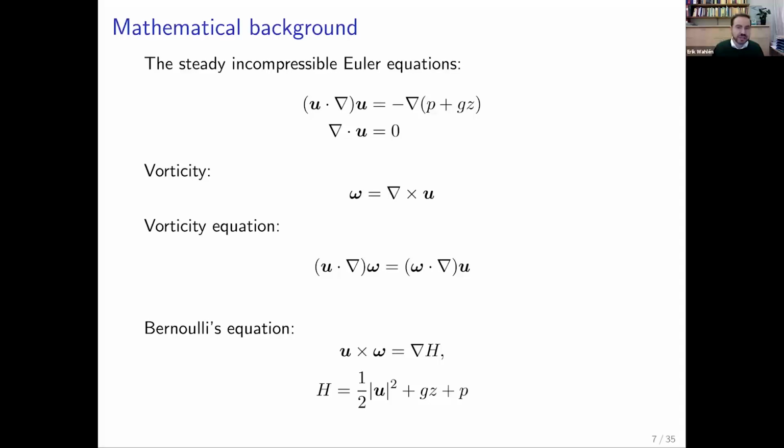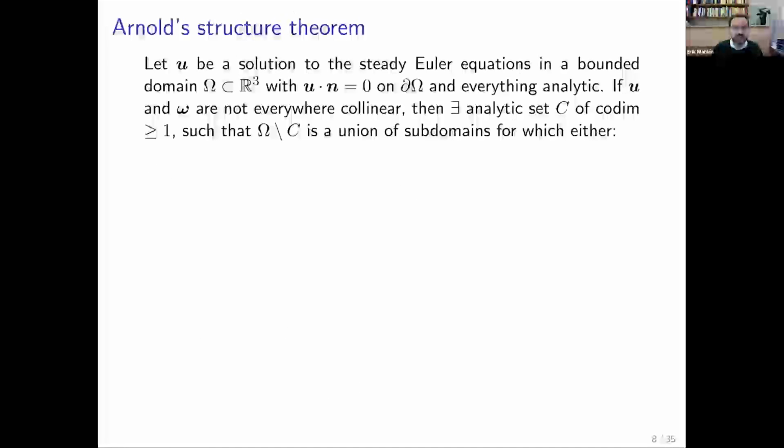Okay, so I need to say something about the structure of these equations, or Arnold's structure theorem. This is a little bit complicated to take in all of it if you haven't seen it before. Essentially, this is a dichotomy between 2 different types of solutions to the steady Euler equations. So consider the steady Euler equations in a bounded domain, and assume that the flow is tangent to the boundary. And in Arnold's statement, everything was assumed to be analytic. This is not entirely necessary. Then you get a slightly different version.